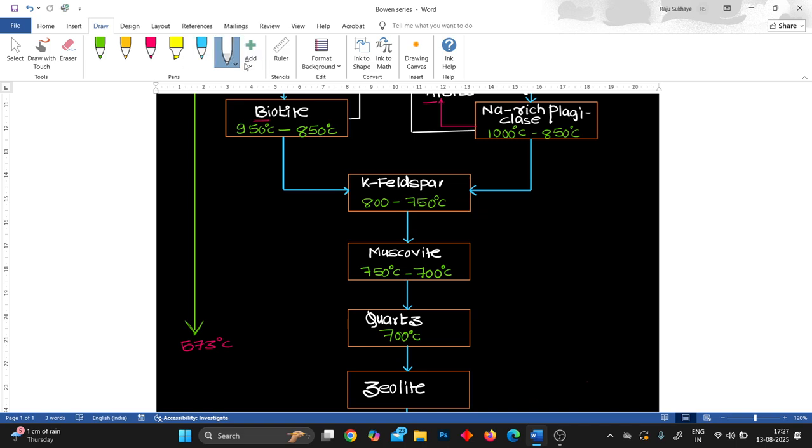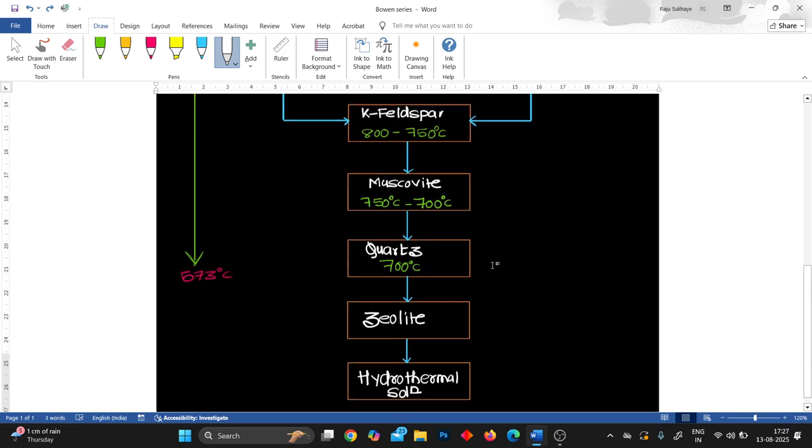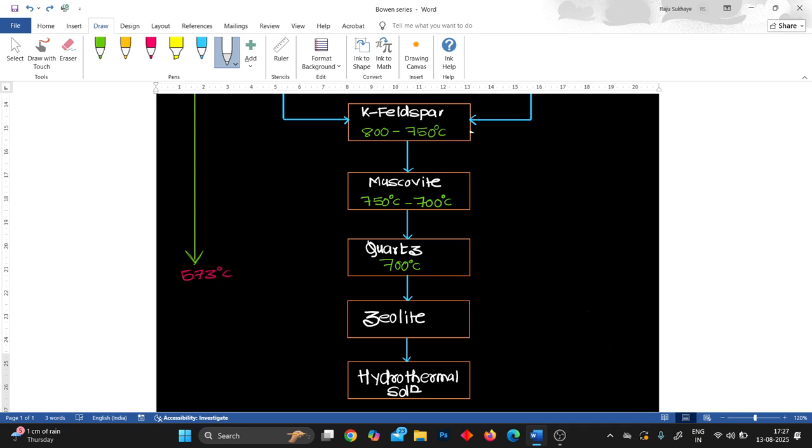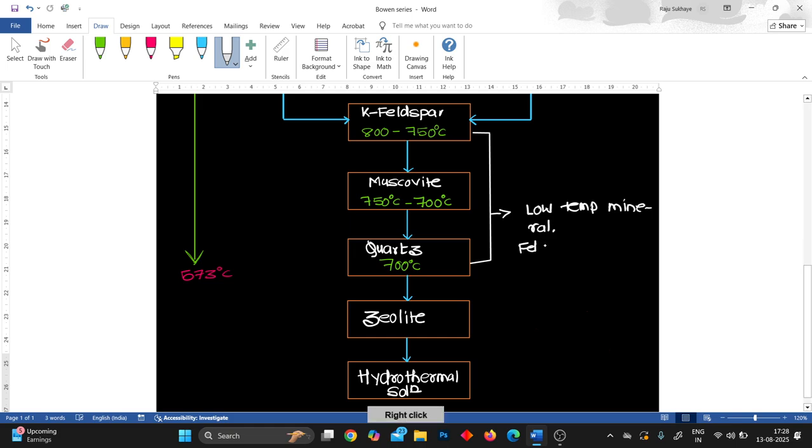Now all these minerals from here to quartz are low temperature minerals, and they are felsic or acidic minerals.